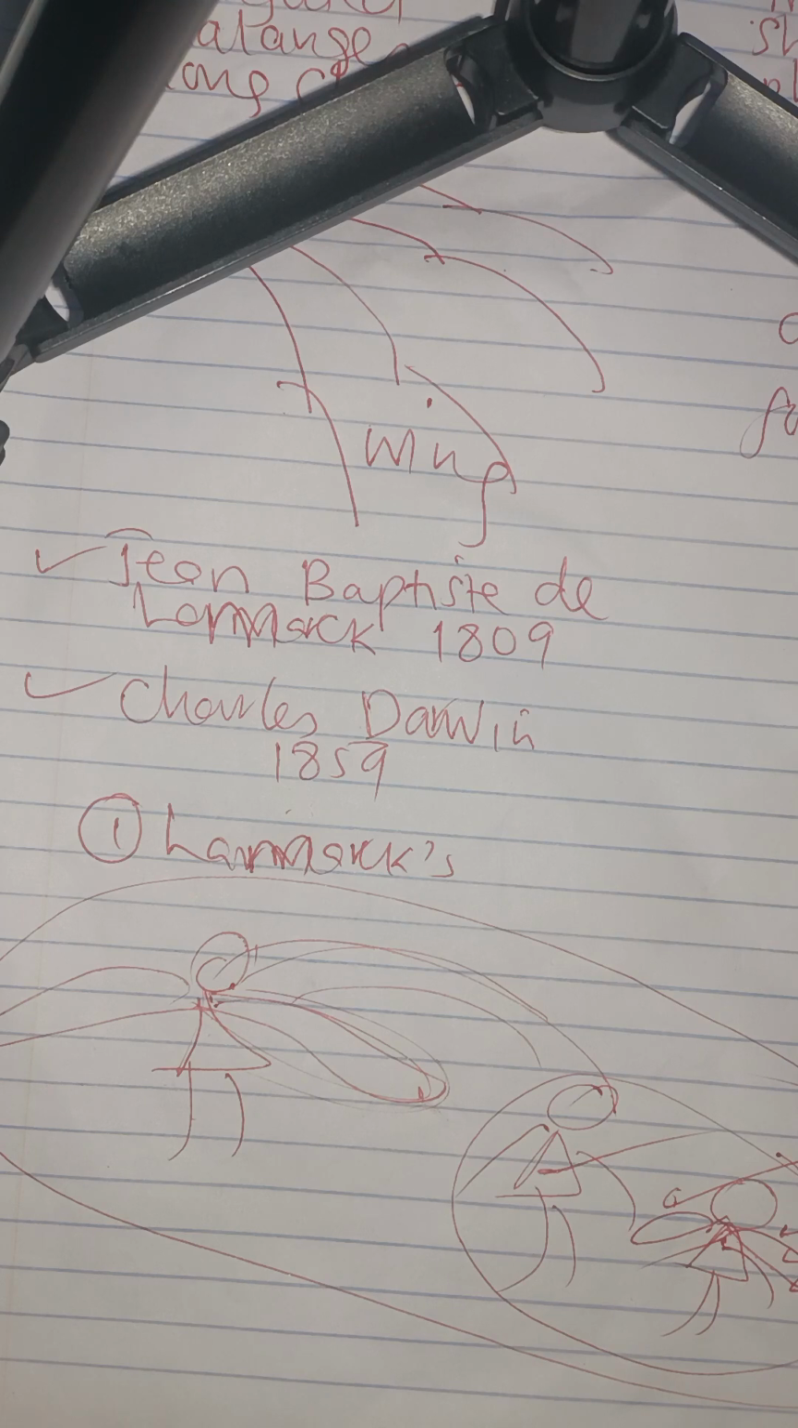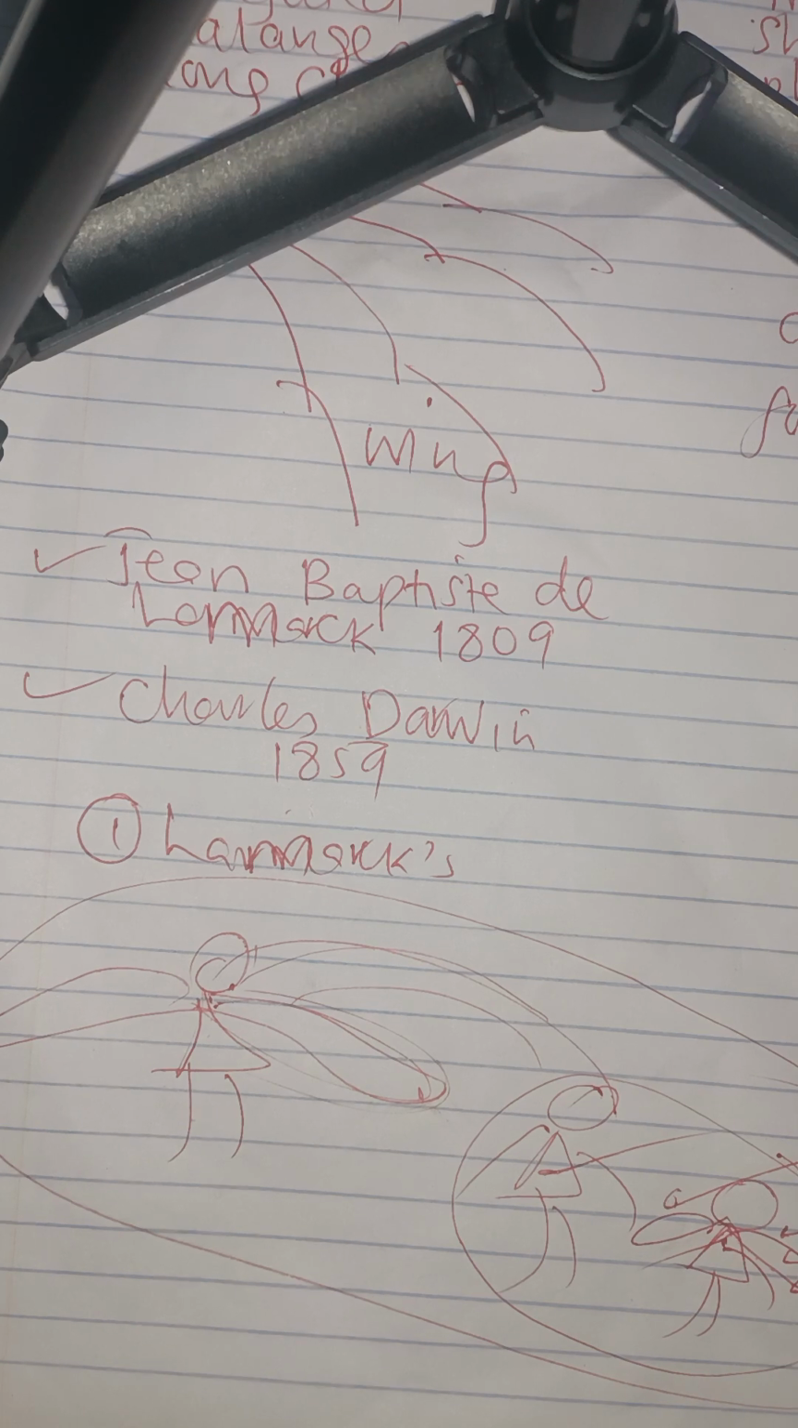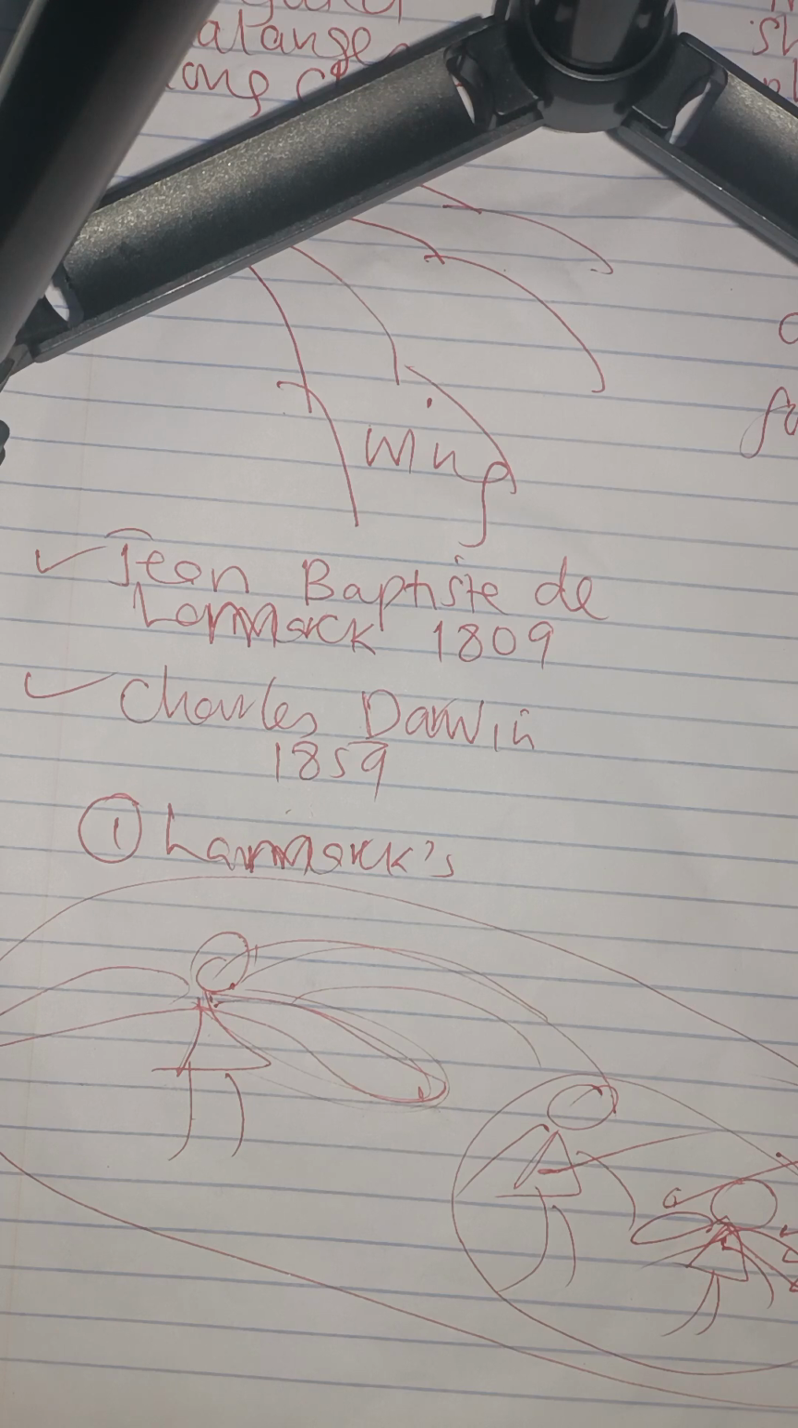So, phenotypically acquired characteristics which do not affect the genotype of an individual cannot be inherited. So that's all about Jean-Baptiste de Lamarck's theory that actually came into use in 1809.